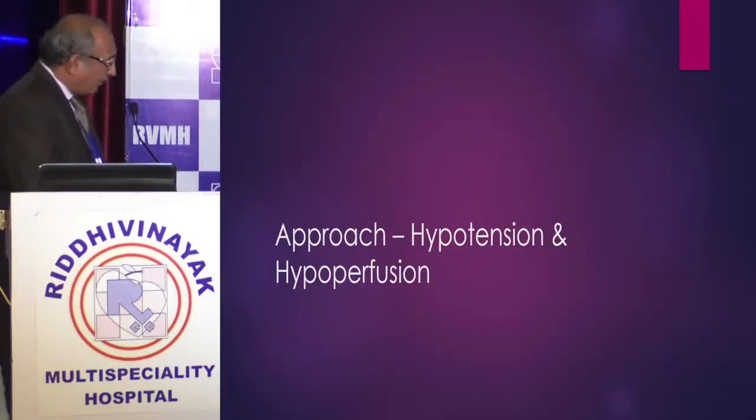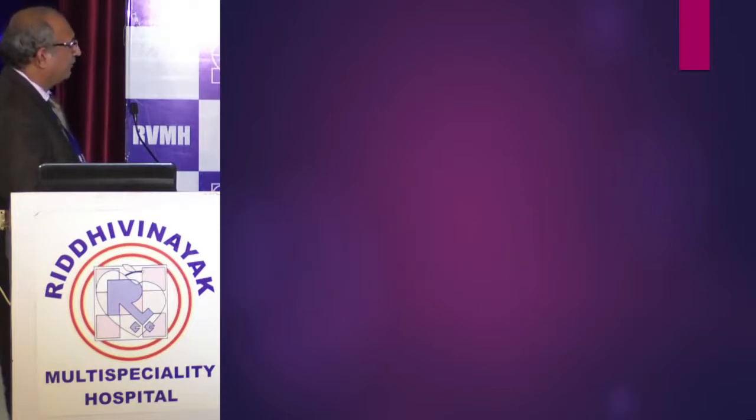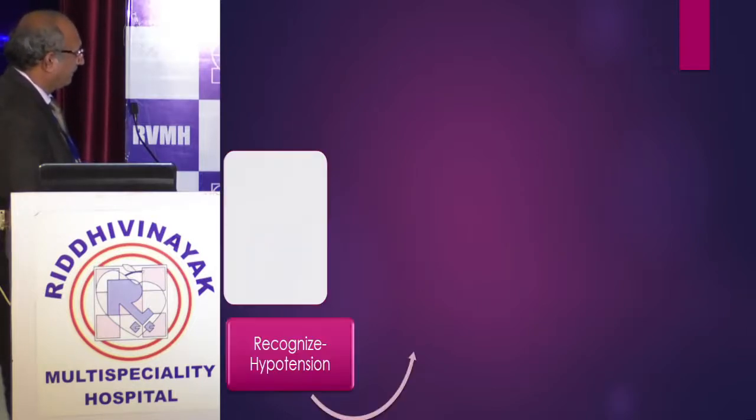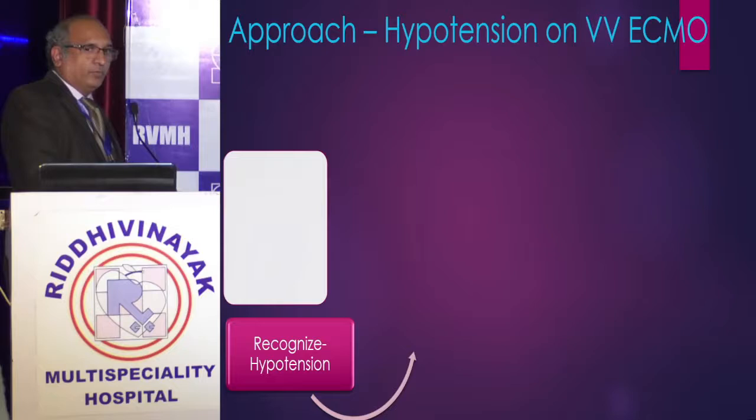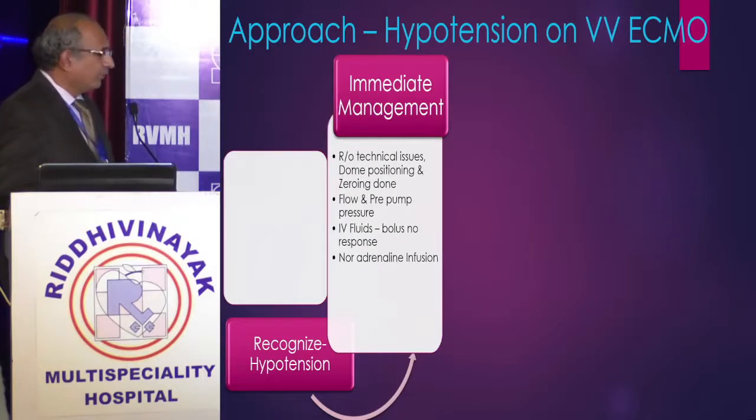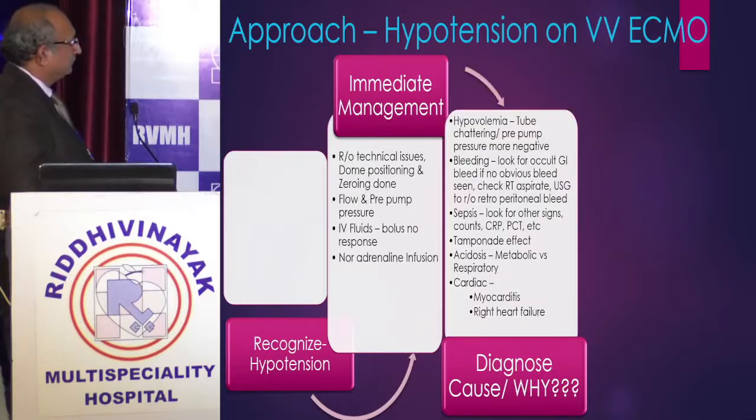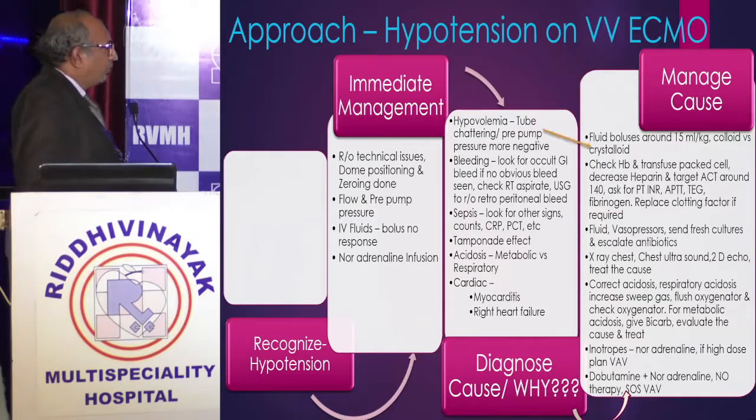Now next is hypotension or hypoperfusion while the patient is on ECMO. So you recognize hypotension when the patient is on VV ECMO. First again, rule out the technical cause. Check the flow and pre-pump pressures. That will tell you whether the patient is getting more dehydrated or hypovolemic. If so, give a bolus of fluids and start noradrenaline if hypotension is severe.